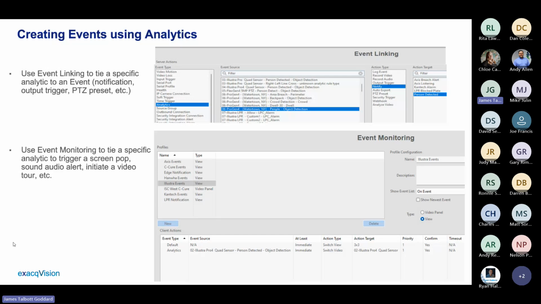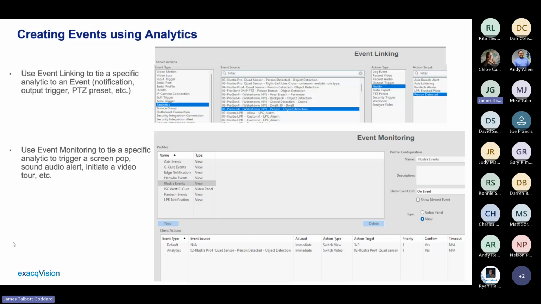Use event linking to tie specific analytics to an event. Very similar to any other event that you would set up. It's an if-then statement. So if this happens, then take this action. You can do the same thing with analytics. People are used to doing things on motion detection or maybe a camera losing connection. But if we want to do a person detected or an object detected, then we want to notify with a specific email. In this area, and just like any other event, you can do this on a schedule.